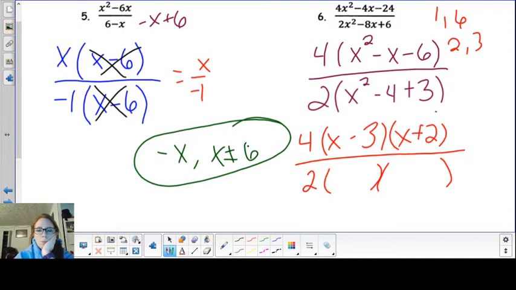Okay, taking a look at the bottom, we know that x squared is x times x. What will multiply to a 3, add to a negative 4? Well, the only thing that goes into 3 is 3 and 1. But I want a negative 4. So they need to both be negative.